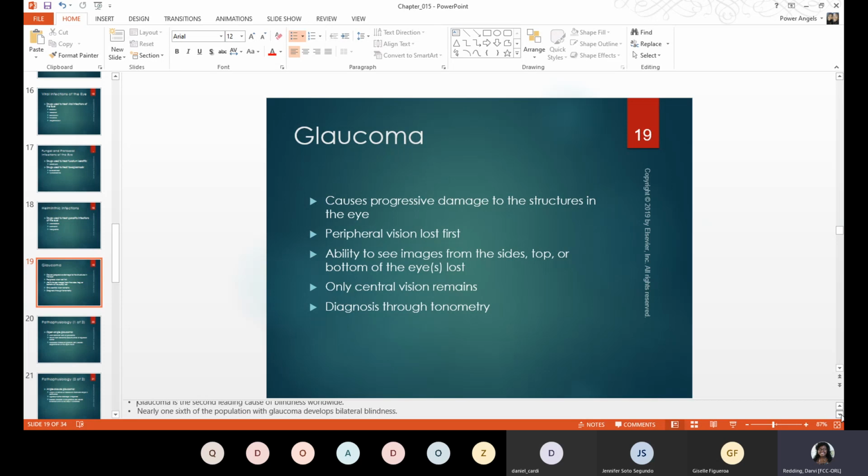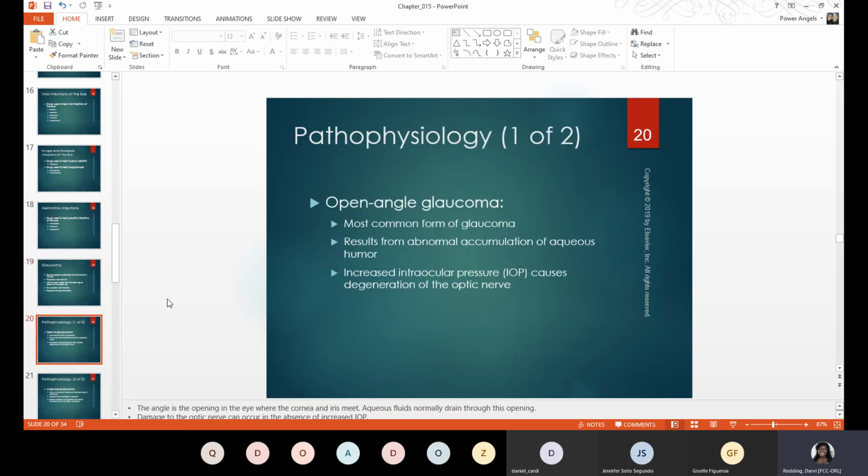So continuing learning about different eye diseases, we're going to continue learning about the pathophysiology of glaucoma. You have open angle glaucoma, and this is the most common form of glaucoma. It results from abnormal accumulation of the aqueous humor. And you should know the aqueous humor is the fluid that's found in the anterior chamber of the eye, so it's in front of the lens.